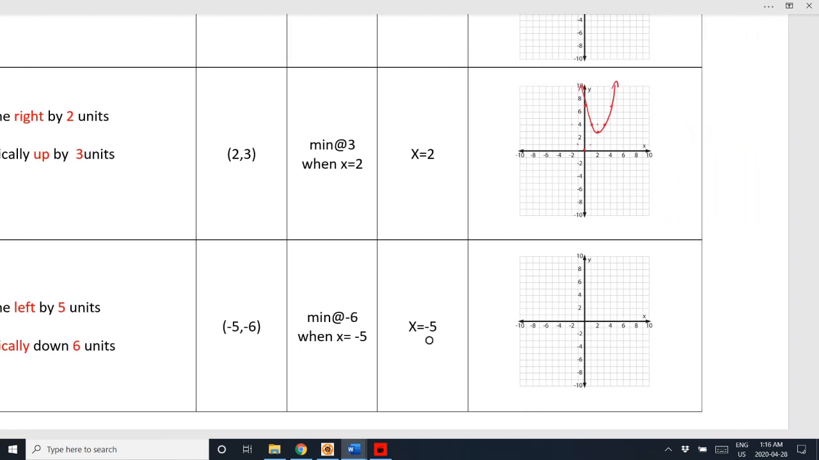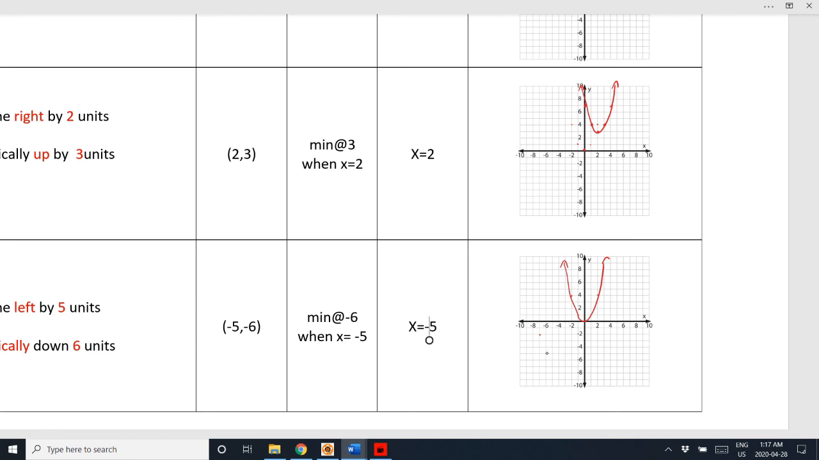Okay, so start with the parent function, 4, 1, 0, 1, 4. You get pretty fast at it. And then we're going to go to the left 5 units and down 6. 1, 2, 3, 4, 5, and down 6. Let's do this one, and then the vertex, each time going left 5 and down 6.